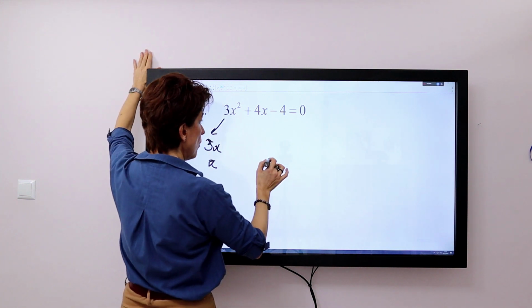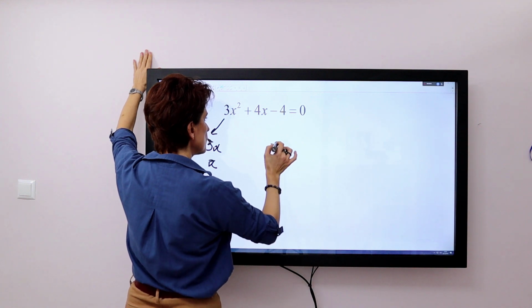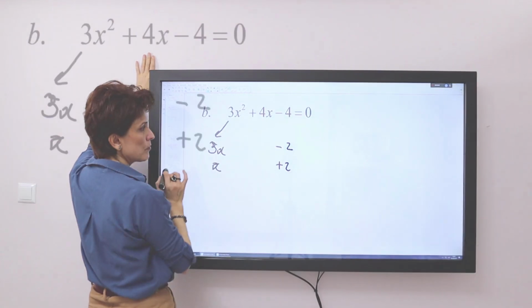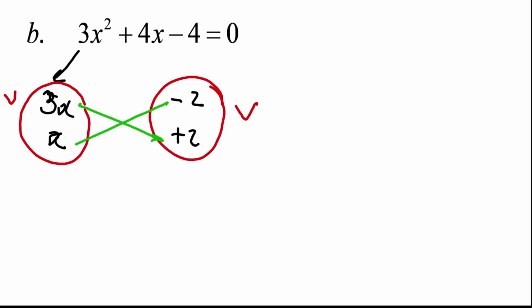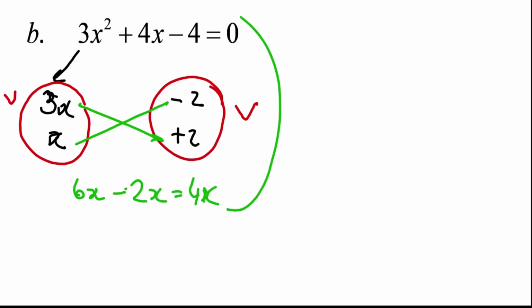Here, +2, -2. Okay, I think I am doing it right. Here, when I multiply, I get 3x squared, done. When I multiply, I get -4. The sum of the cross products has to give us the middle term. 6x, -2x. If we add them, we get 4x, which is our middle term.